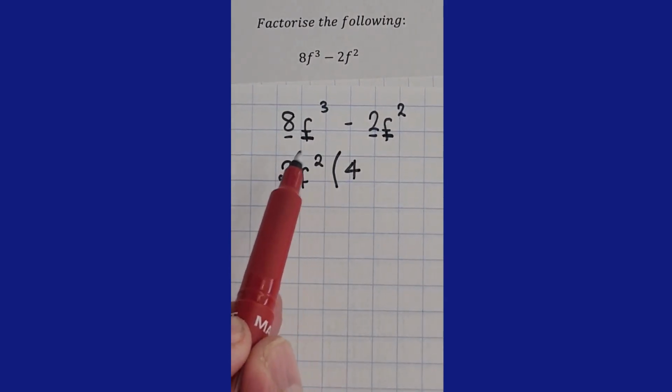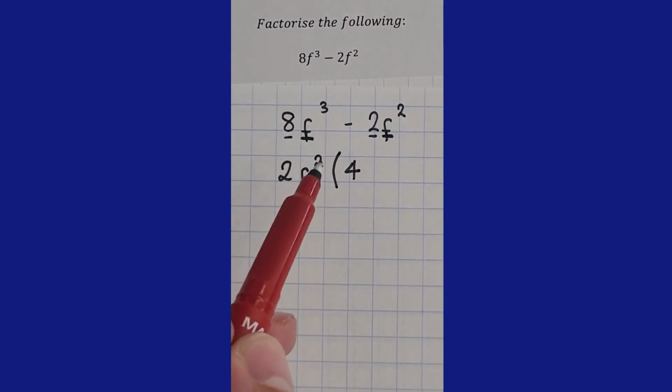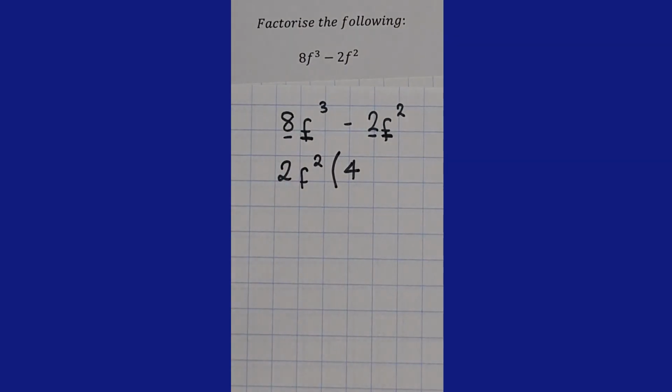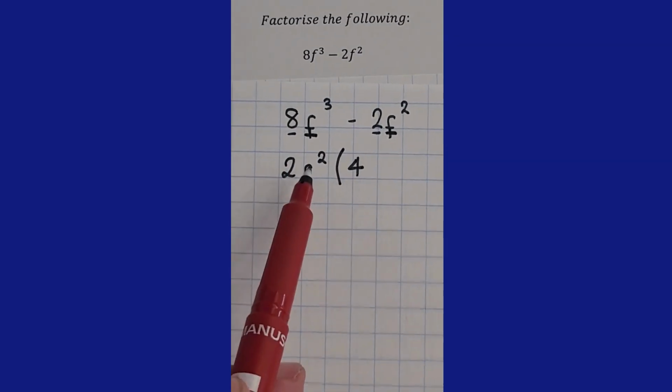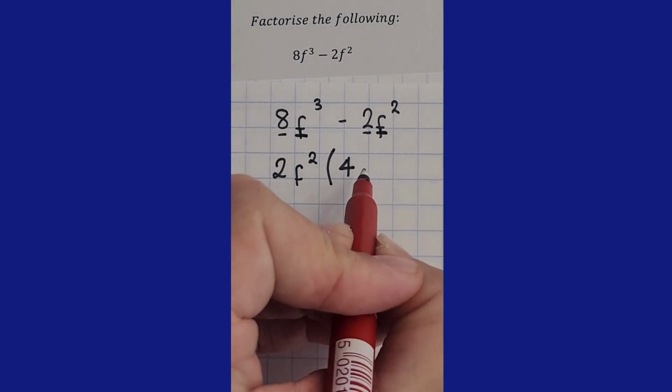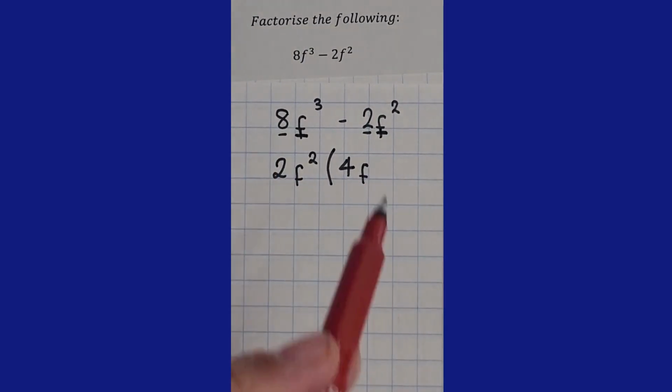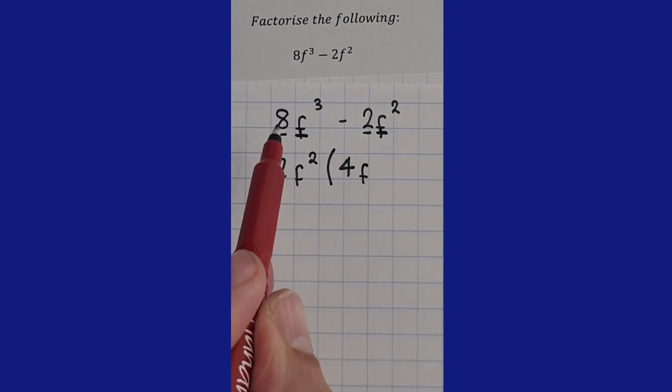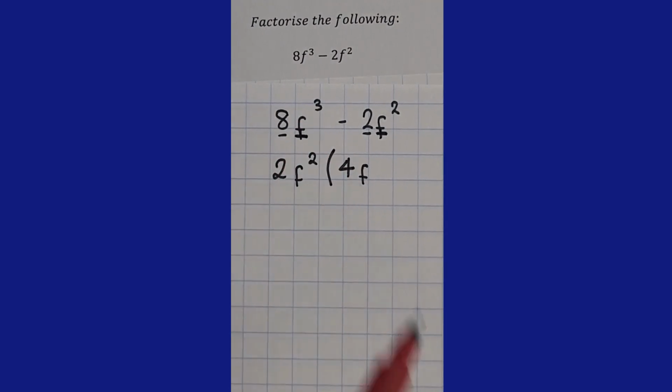Now I can see I've got f squared, but I want f cubed. So I need to multiply it by another f, because that would then give me f cubed. So this needs to be f. 2 times 4 gives me the 8. f squared times f gives me f cubed.